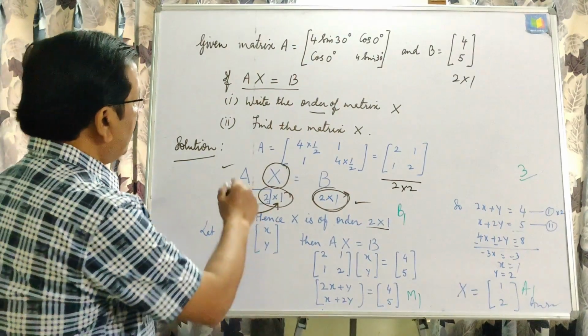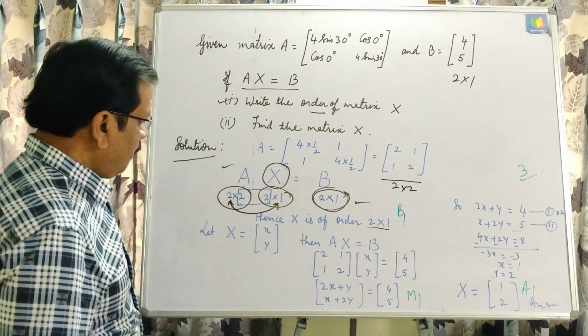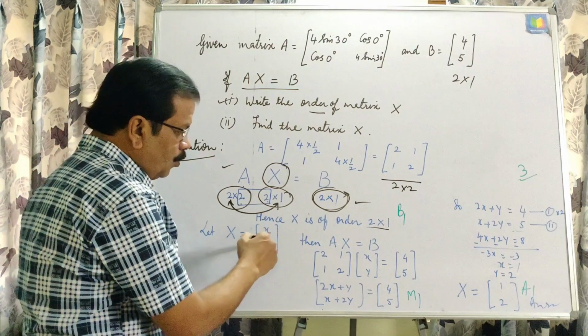Okay. After finding the order of the matrix, find the matrix X, 2 cross 1.